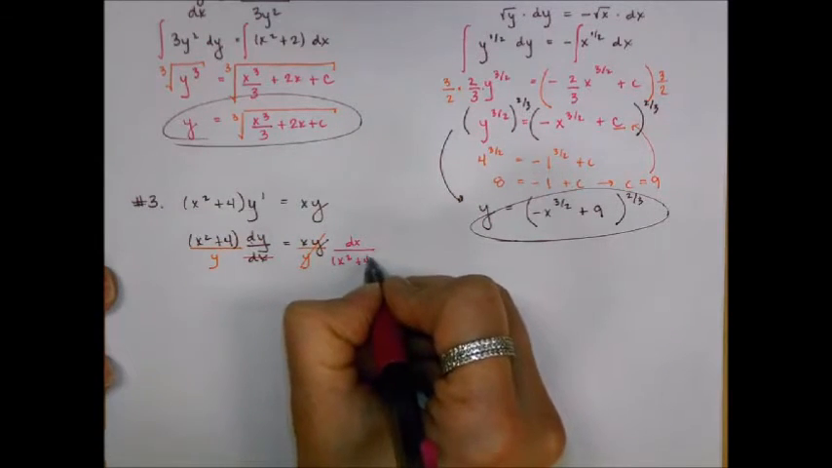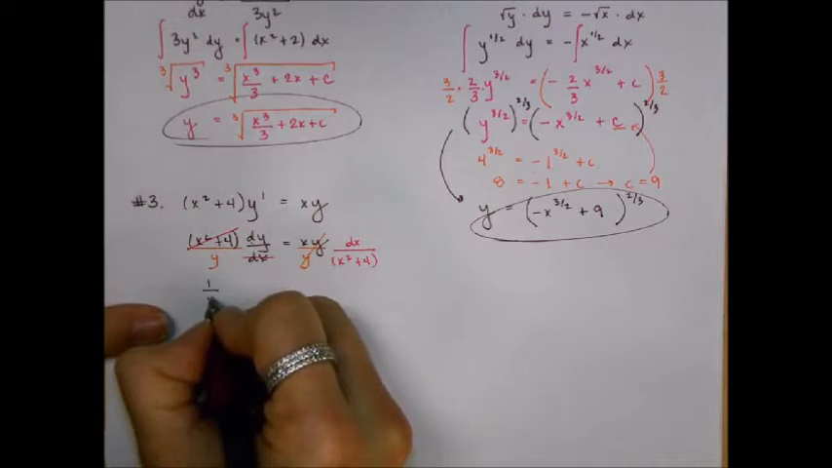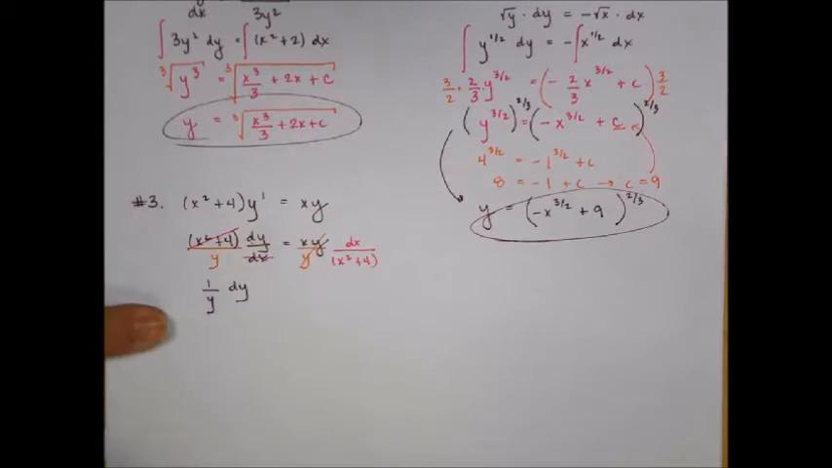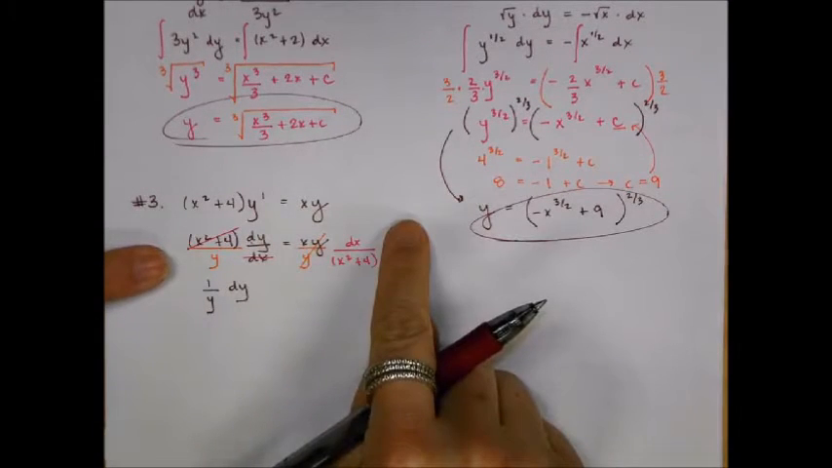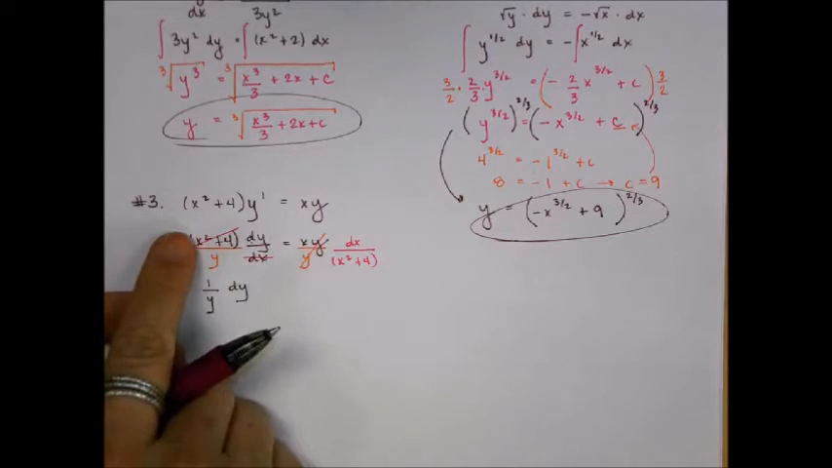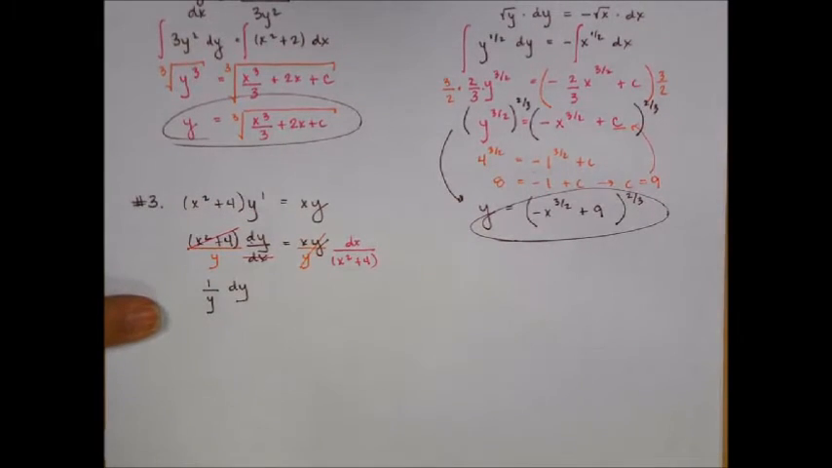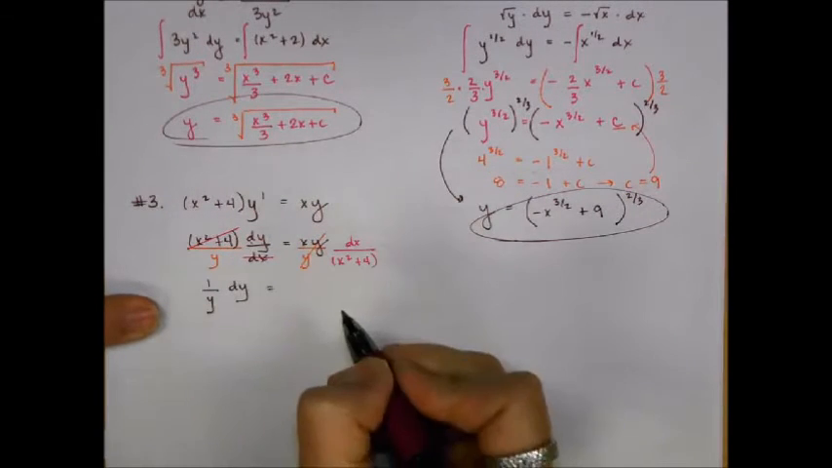All right, so it's a little bit messy and we're going to rewrite it. So this is now 1 over y dy. So I moved that dx over, multiplied it over, divided by x squared plus 4, and I'm just leaving behind a dy over y, which we like to write as 1 over y dy. On the right side, you have x over x squared plus 4 dx.